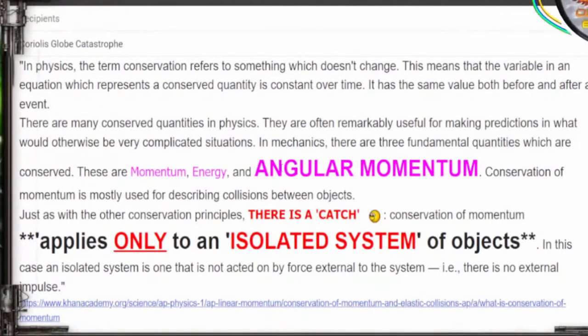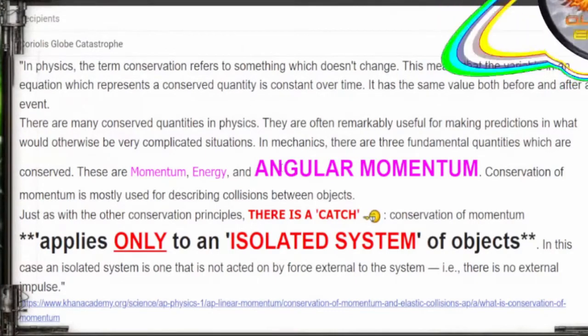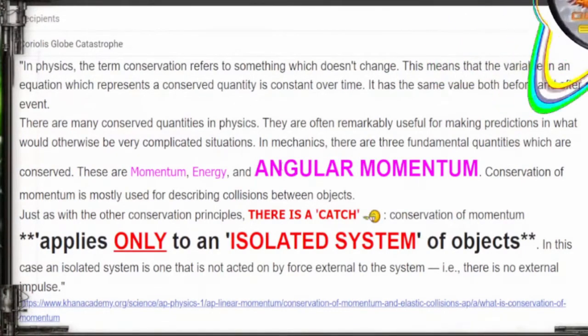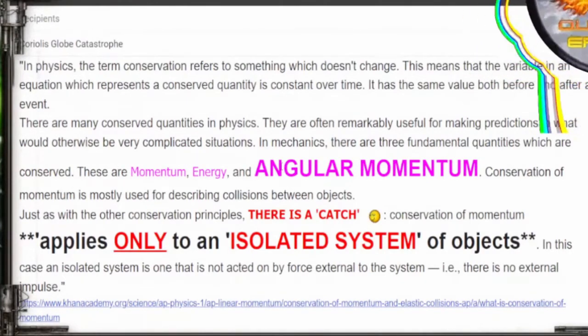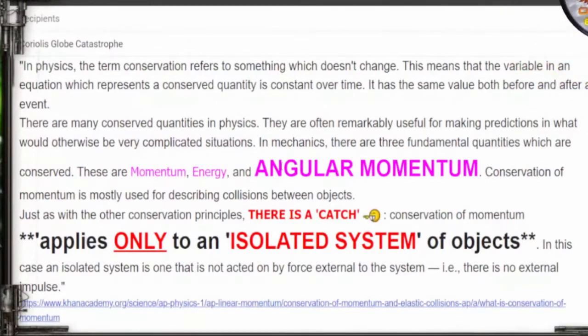Conservation of momentum applies only to an isolated system of objects. Very important. This one comes right out and says it. You're going to see why here in a few minutes. In this case, an isolated system is one that is not acted on by a force external to the system. This is going to come home to roost big time over the next few minutes. Let me say that again. Conservation of momentum applies only to an isolated system of objects. Only. You can only apply it in that case. Right? Because you need an external force to act on the system.